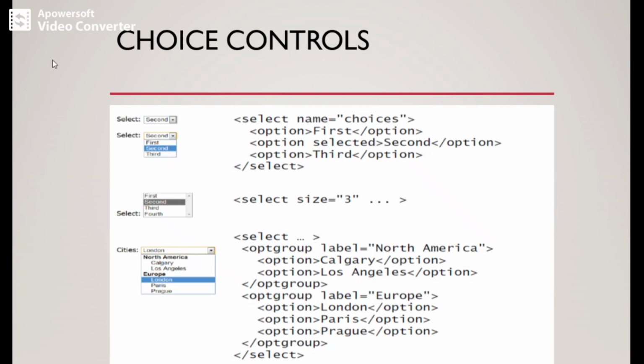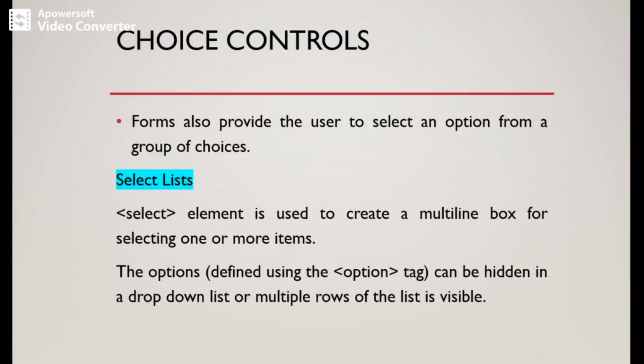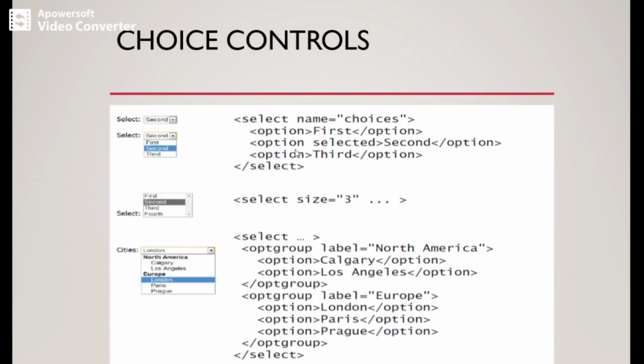So select we have used. Select name is equal to choices. For that purpose, you have to use this select element. Now options I have created: first, second, third. It is not shown because it can be hidden in a drop down list. And also there is given here selected, meaning in that list of items, second is selected. So it shows here second is selected. You can see that blue color.